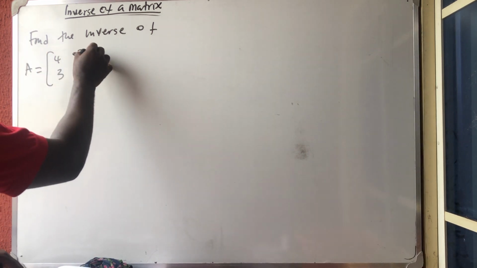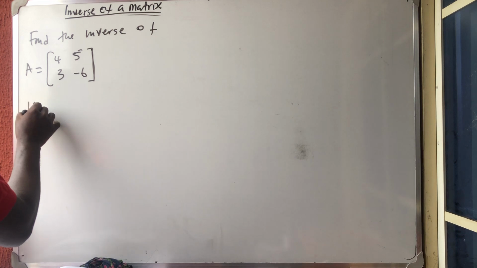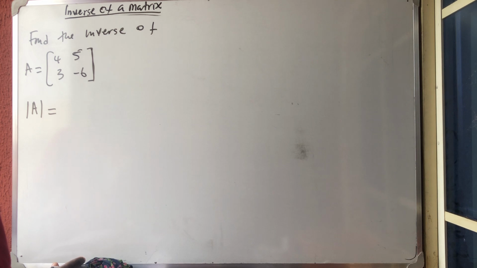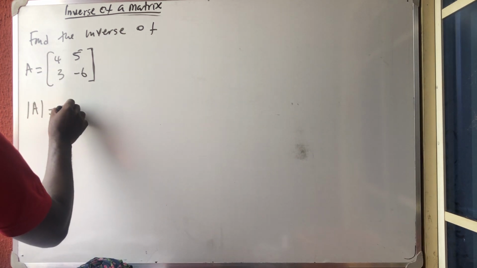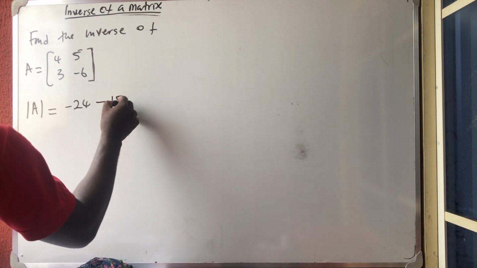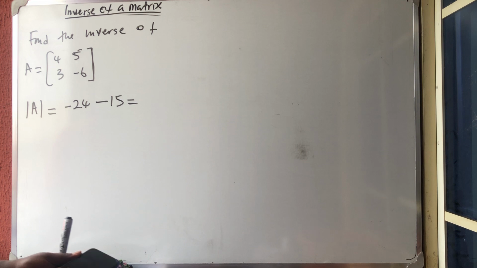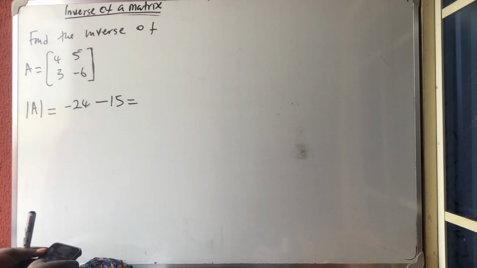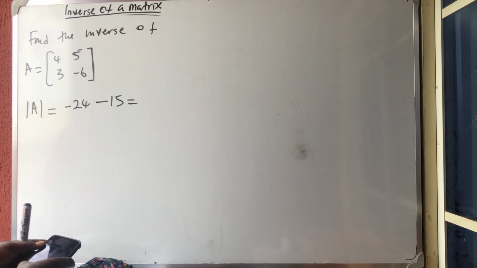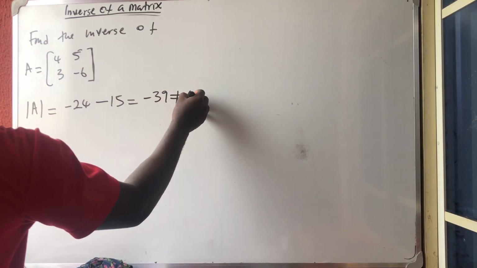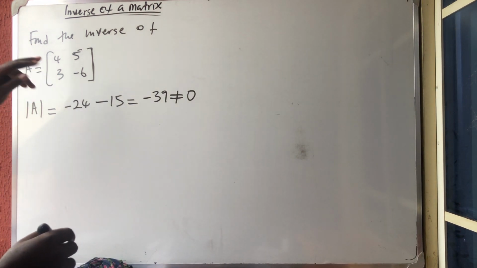The first thing you need to find is what? The determinant of A. And how do you find it? Don't forget left, right. This time this will give you minus 24, then minus 15. So minus 24 minus 15 will give you minus 39. Since minus 39 is not equal to 0, it means that the inverse is possible.